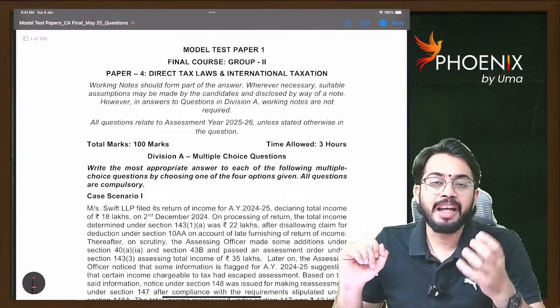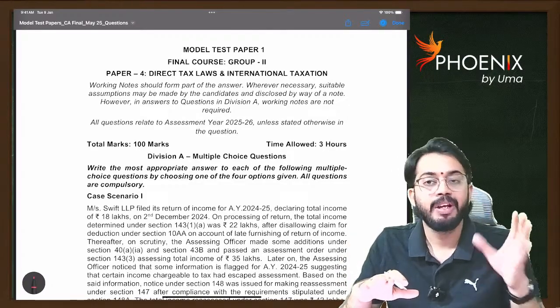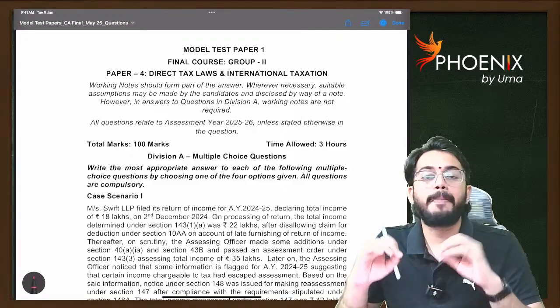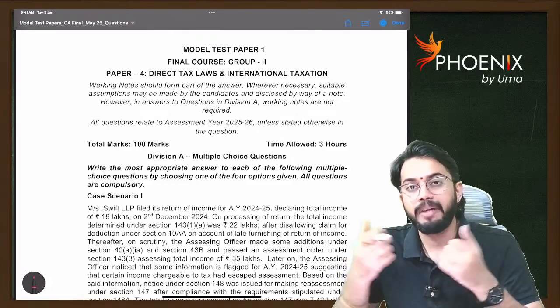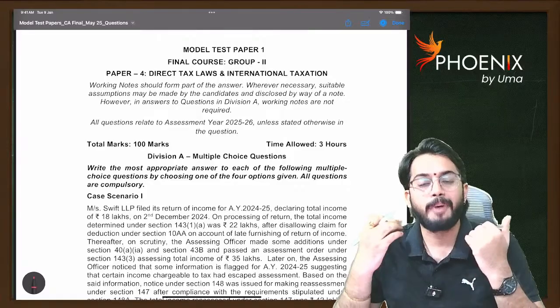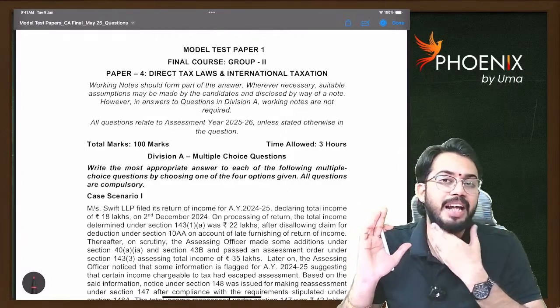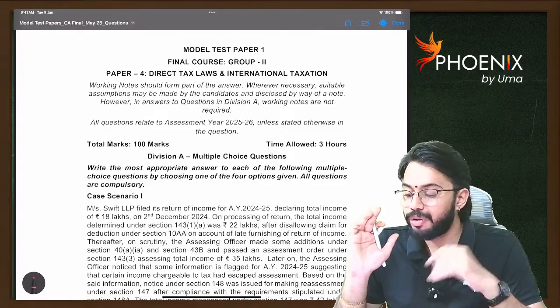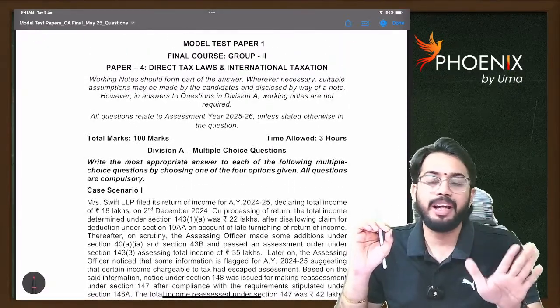We have already revised very important concepts in CA final direct taxation. Now I am shifting towards the problematic part. Whatever we are going to do in upcoming videos is entirely problematic. I will discuss MCQs, and I will also discuss case scenario based questions. So please pay attention, at least before going to examination.